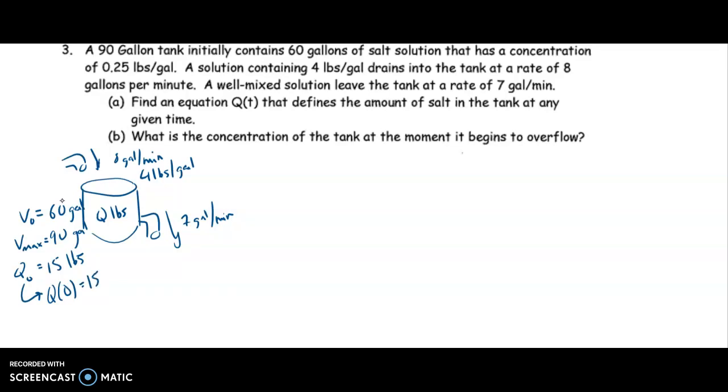All right, so what are we going to do? We're going to do Q prime, which I'll write dQ dt for now, equals, I'm going to go in minus out. In, so what I need to do is look at units. What are the units of Q? Well, it's pounds. And then what are the units of time? Well, in this case, it's minutes. So what I'm going to do is get in pounds per minute and out pounds per minute.